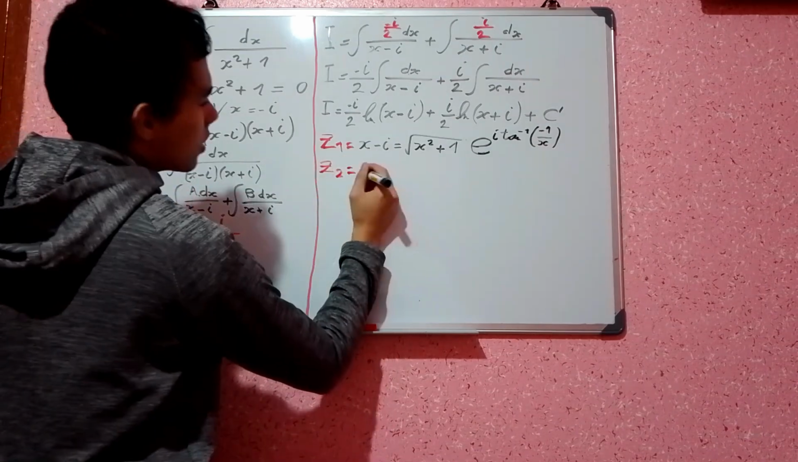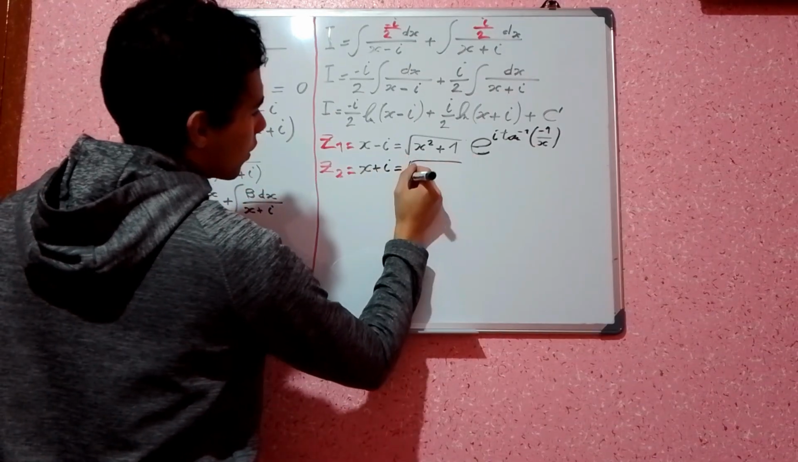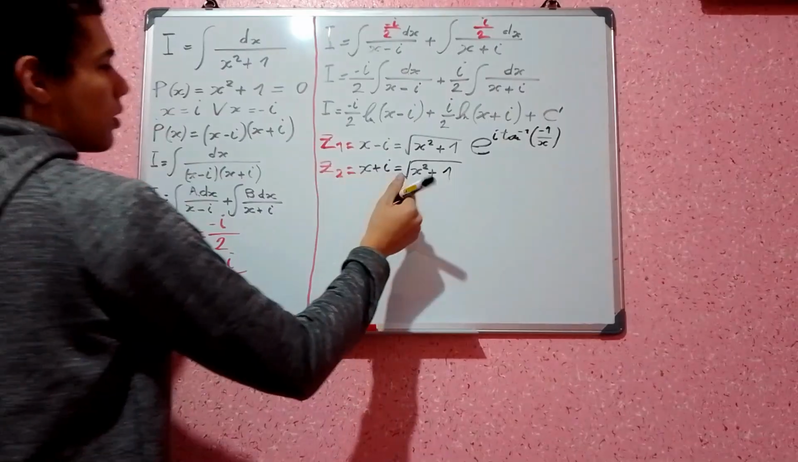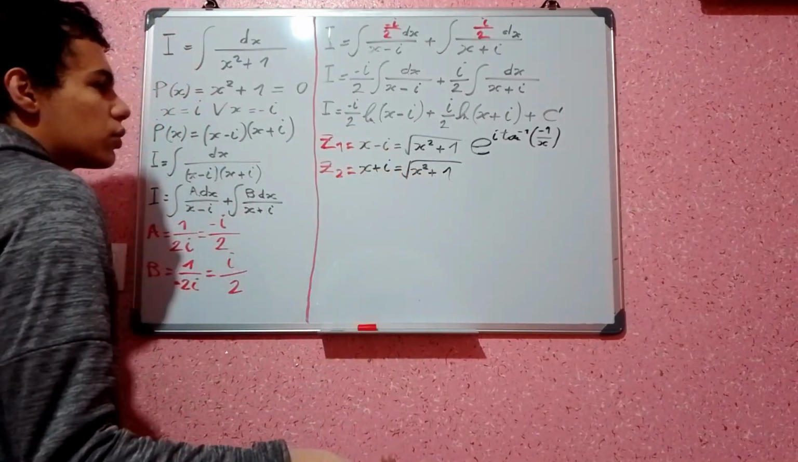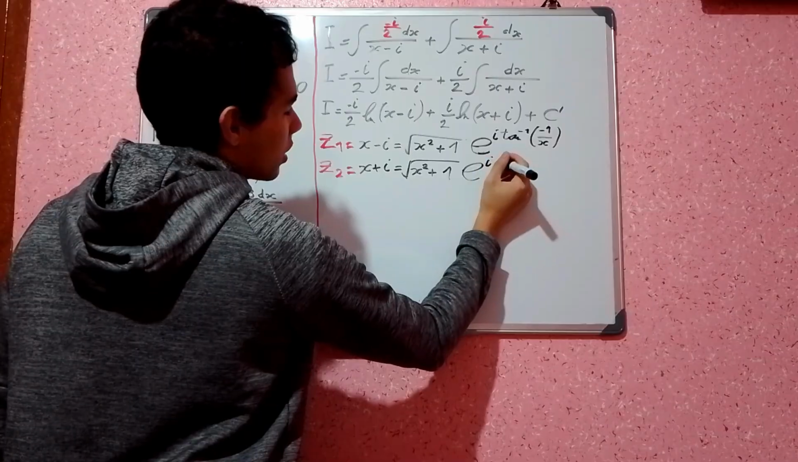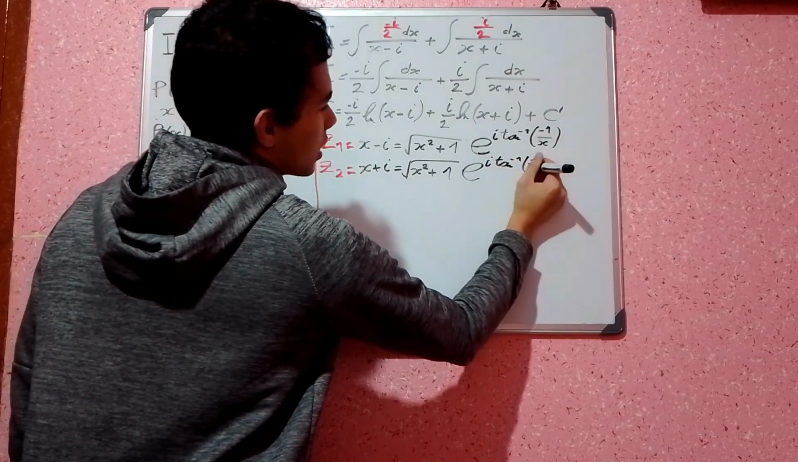Alright, same with this z2. Let it be x plus i equals square root of x squared plus 1, because 1 to the power of 2 is just 1, okay? So e to the power of i inverse tangent of 1 over x.